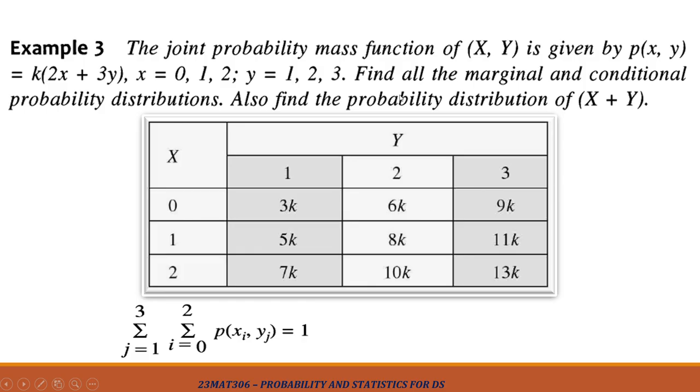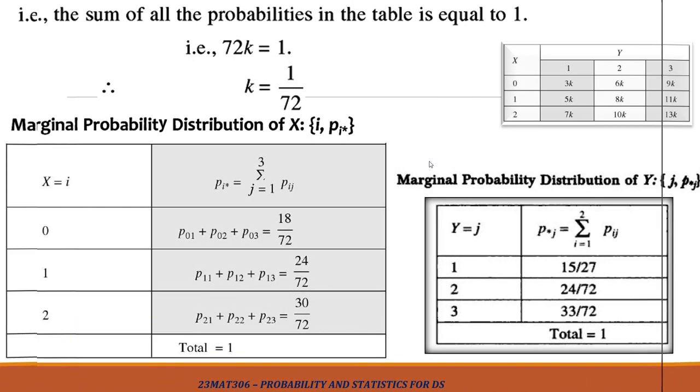First, we have to find these K values. So we are adding all these probability values. We get the K value here. Next, we have to find the marginal probability distribution of X, that is I comma Pi star. X varies from 0, 1 to 2. X is 0 means what? X value is 0 and Y varies from 1 to 3. Likewise, we have to find all the probabilities.